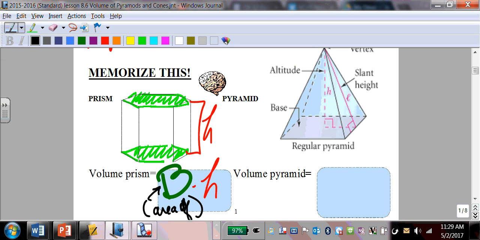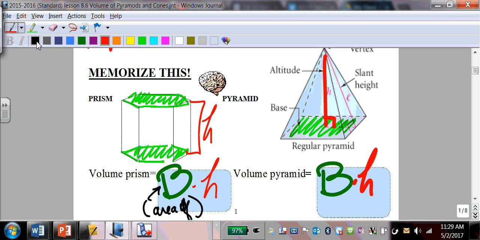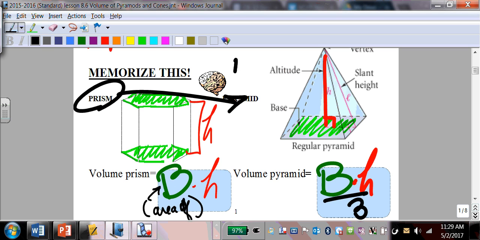What's the fraction from prism to pyramid? What is it? 1/3. Okay, so this helps the memorization. For a pyramid, you still start by shading the base. And you're still going to find the area of the base times the true height, but we're going to divide by what, folks? 3, because the fraction from a prism to a pyramid is 1/3. You lose volume when you come to a point.